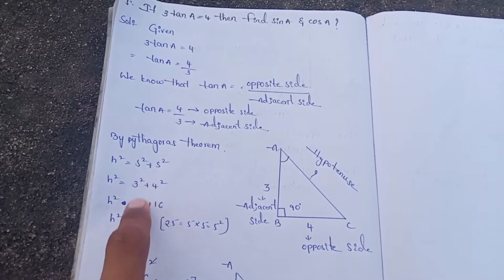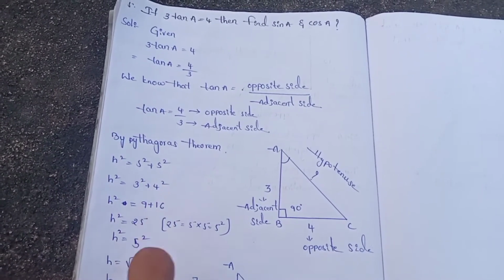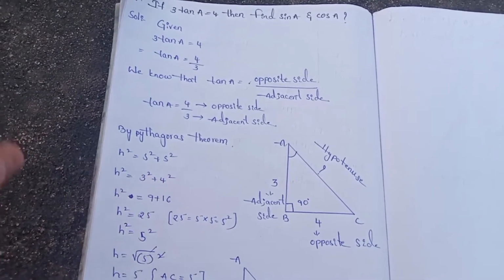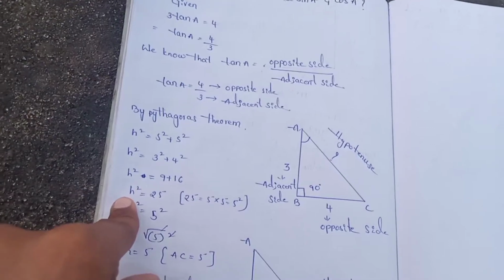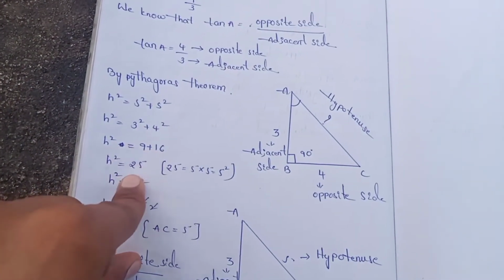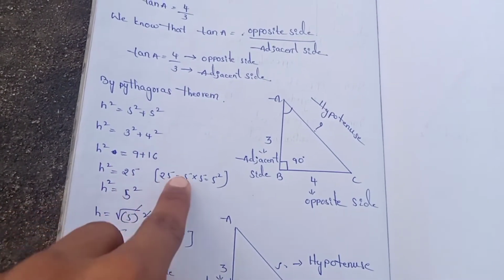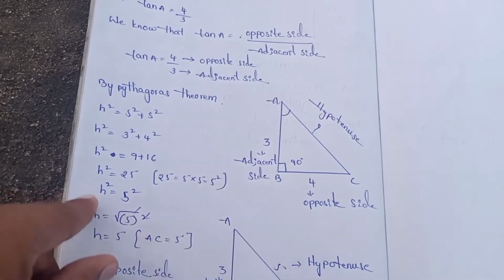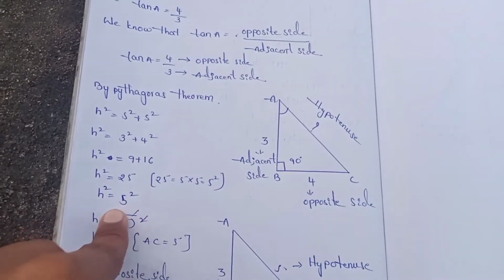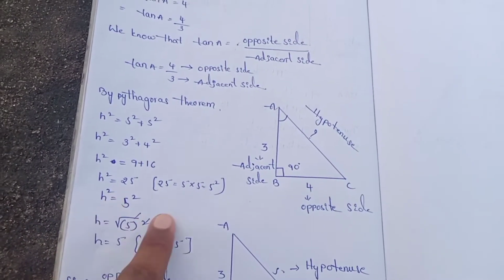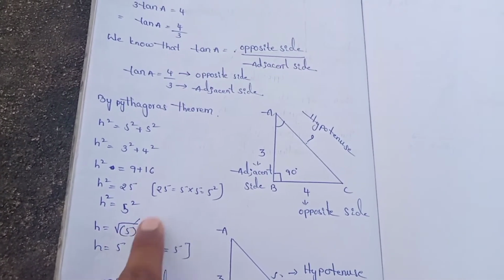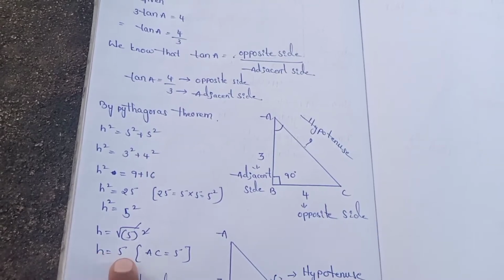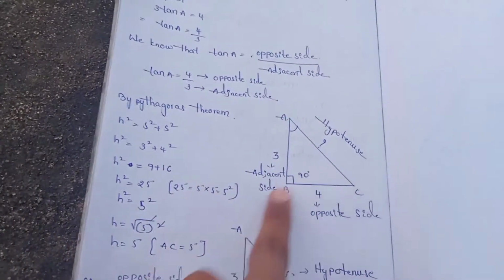Hypotenuse square is equal to 3 square, which means 9, plus 4 square, which means 16. See, 3 square is nothing but 3 into 3, and 4 square is nothing but 4 into 4. So hypotenuse square is equal to 9 plus 16, which is 25. 25 can be written as 5 into 5, that means 5 square. Hypotenuse square is equal to 5 square. If the square goes to the RHS side, it becomes a root term, root of 5 whole square. The square root cancels here. Hypotenuse is 5. That means AC is equal to 5.